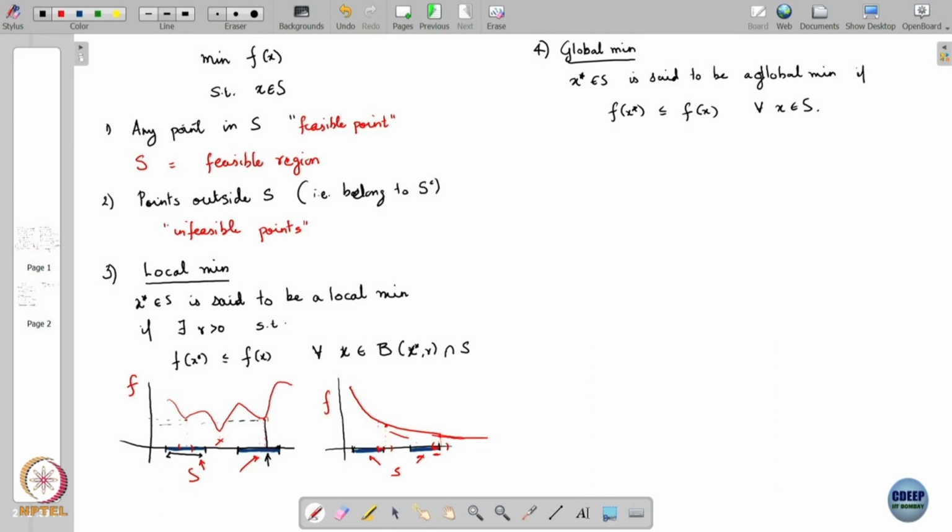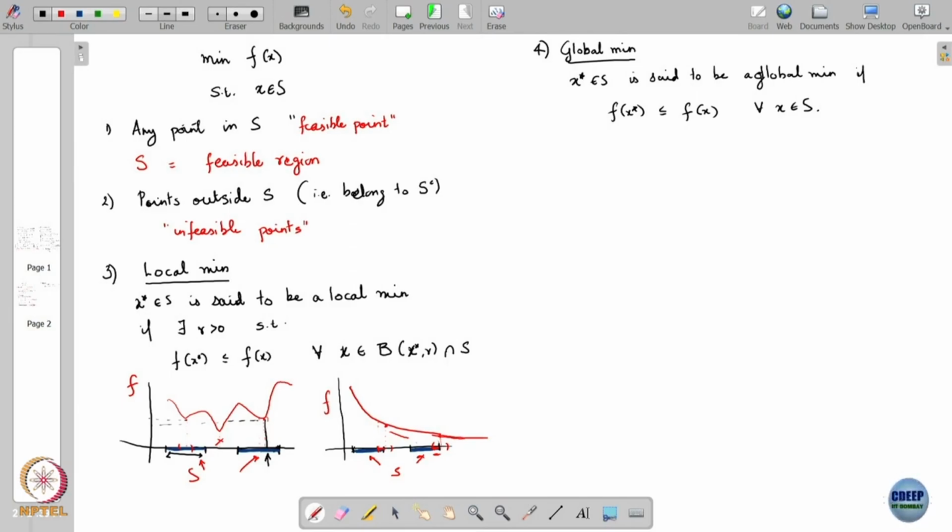Is the global minimum attained in the set? Yes, the global minimum is attained in the set. In fact, you can see these are two closed intervals. Their union is a compact, that is, a closed and bounded set. And the way I have drawn the function, it is continuous. So the global minimum is attained in this.